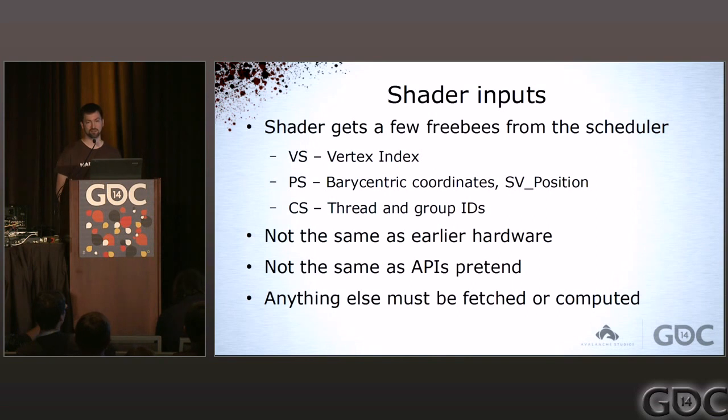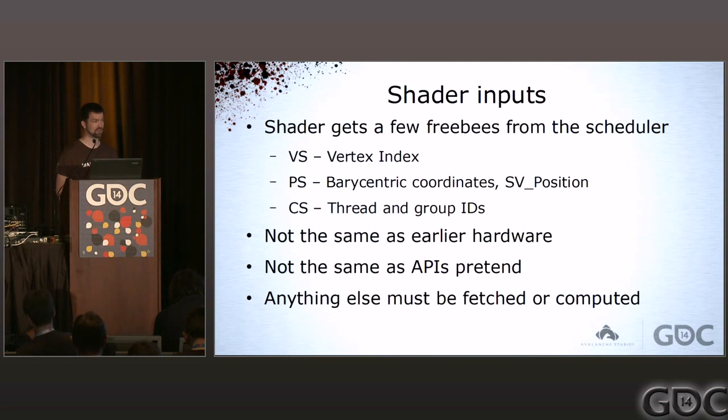For the vertex shader, you get the vertex index. For the pixel shader, you get the barycentric coordinates for doing the interpolation, and you also get the screen space position. And for compute shader, you get things like thread IDs and group IDs. And this is sort of the only kind of input you get from the hardware, and everything else has to be fetched or computed manually by the shader.